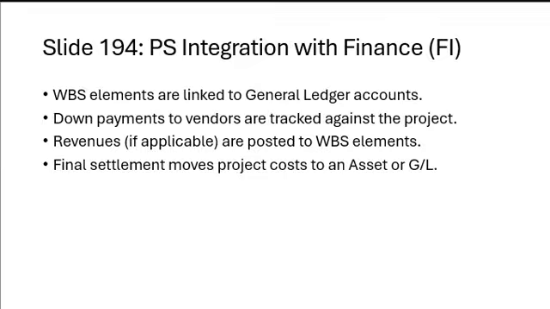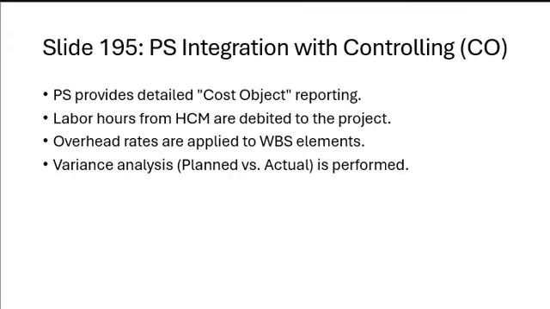Project system integration with finance. WBS elements, the work breakdown structure elements, link directly to general ledger accounts. Down payments to vendors are tracked against a specific project. Revenues are posted to the WBS element when applicable. Final settlement moves project cost to an asset or the general ledger, the GL account. Integration will ensure accurate financial reporting for the project and provide transparency for auditors and financial managers.